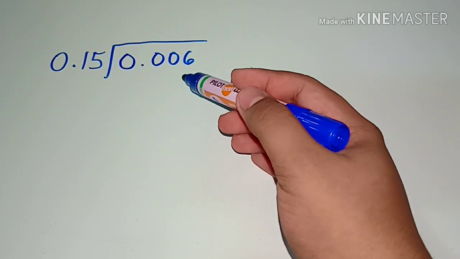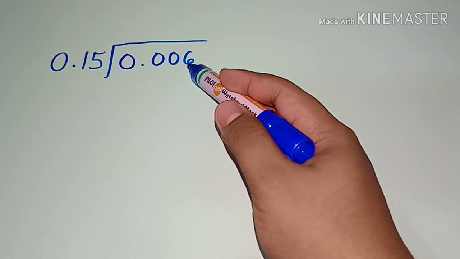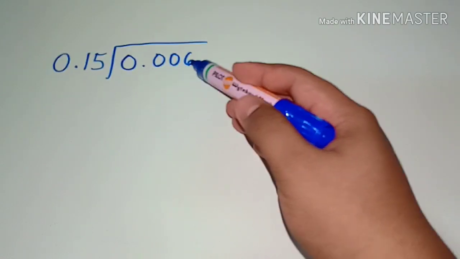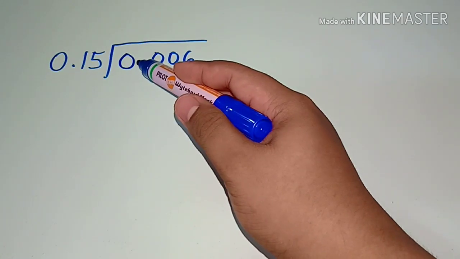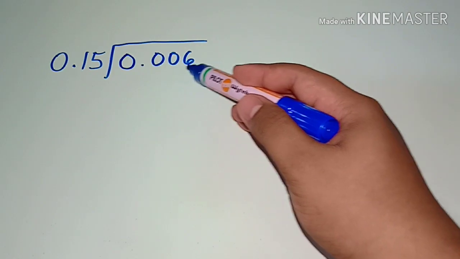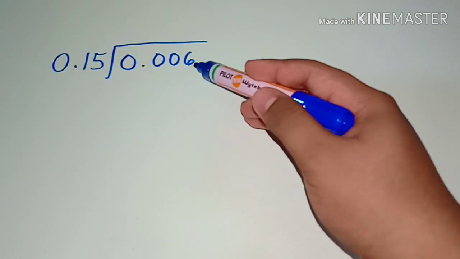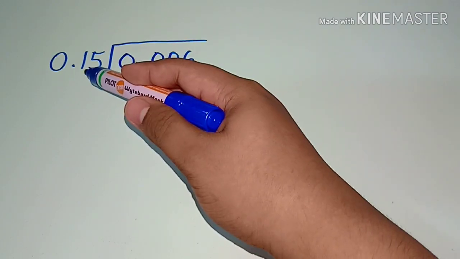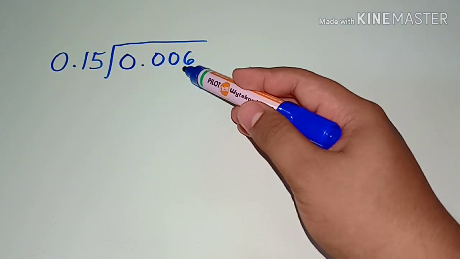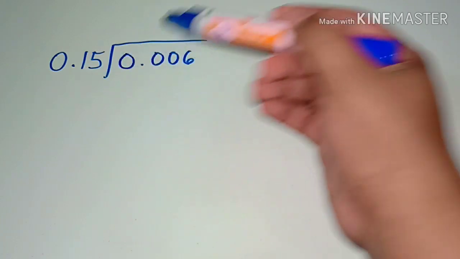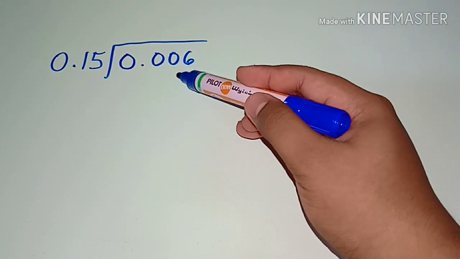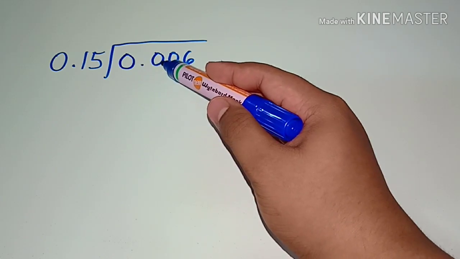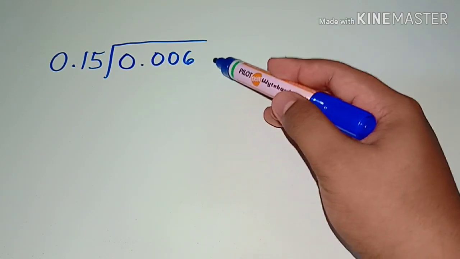If you try to notice here, we only have 6 here, so we have to extend the number of times that we will move the decimal point. So instead of moving only 3 places, because if we move 3 places, it's only 6, we have to make it 60, because 6 is smaller than 15. And we have to make sure that our dividend is bigger than the divisor. So instead of moving only 3 times, we will move the decimal point 4 times. So 1, 2, 3, 4.